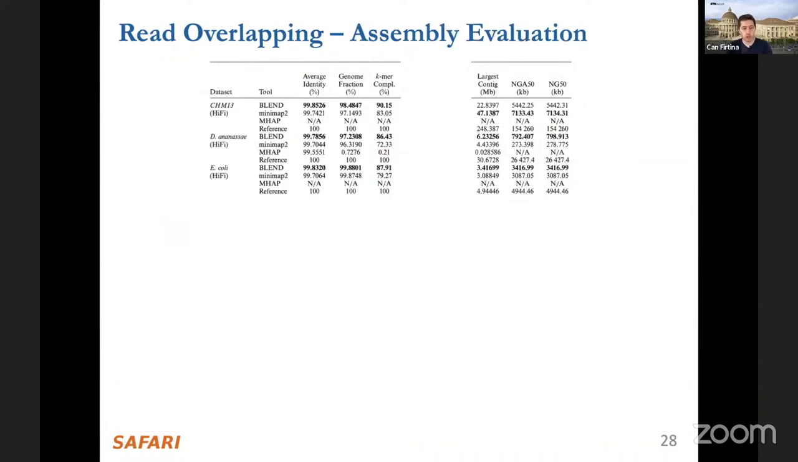So I'll now show the assembly evaluation results. So these are the assemblies that we generate after finding the read overlaps using each tool. So we essentially show the results for, again, the hi-fi reads, although you can find the results for other data sets in our full paper. Here we have the average identity, genome fraction, and k-mer completeness. And also on the right side, the largest contig, NGA, and NG50 results.